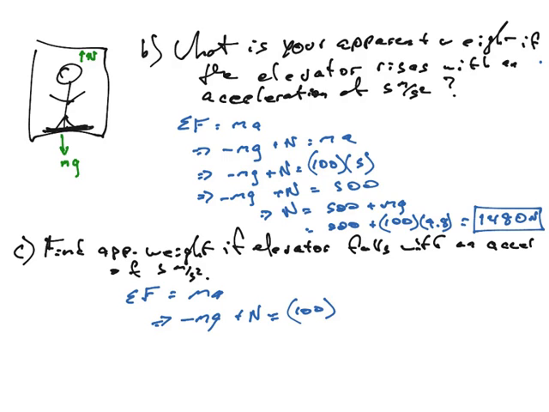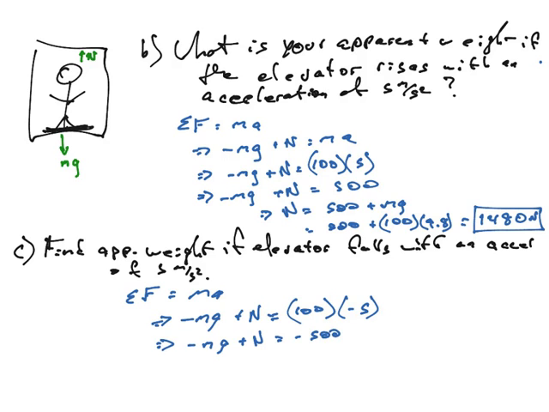What's my acceleration now? Well, now my acceleration is still 5, but this time I'm falling. I'm moving downwards, so it's negative. So my acceleration is negative 5. So minus mg plus normal force up is negative 500.